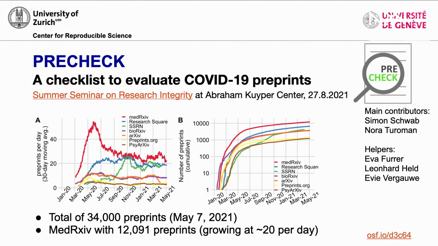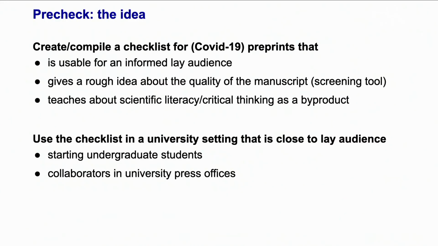So what is the idea? What do we want to do with that? The idea for the project is that we want to compile, based on other people's work, a checklist for COVID preprints, or for preprints in general, but specifically COVID here. It would be usable for an informed lay audience and give a rough idea about the quality of the manuscript as a kind of screening tool. At the same time, it teaches about scientific literacy or critical thinking as a byproduct, and specifically also gives information on what preprints actually are, for many persons who will not know the difference.